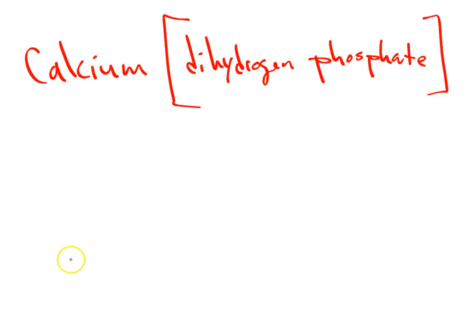Okay, calcium dihydrogen phosphate. Ready, go. So let's work through this one together. Calcium is Ca. It's in family 2, so +2. And then dihydrogen phosphate from this list, and if you're watching the video, I'm just looking at the list that's on the web page.